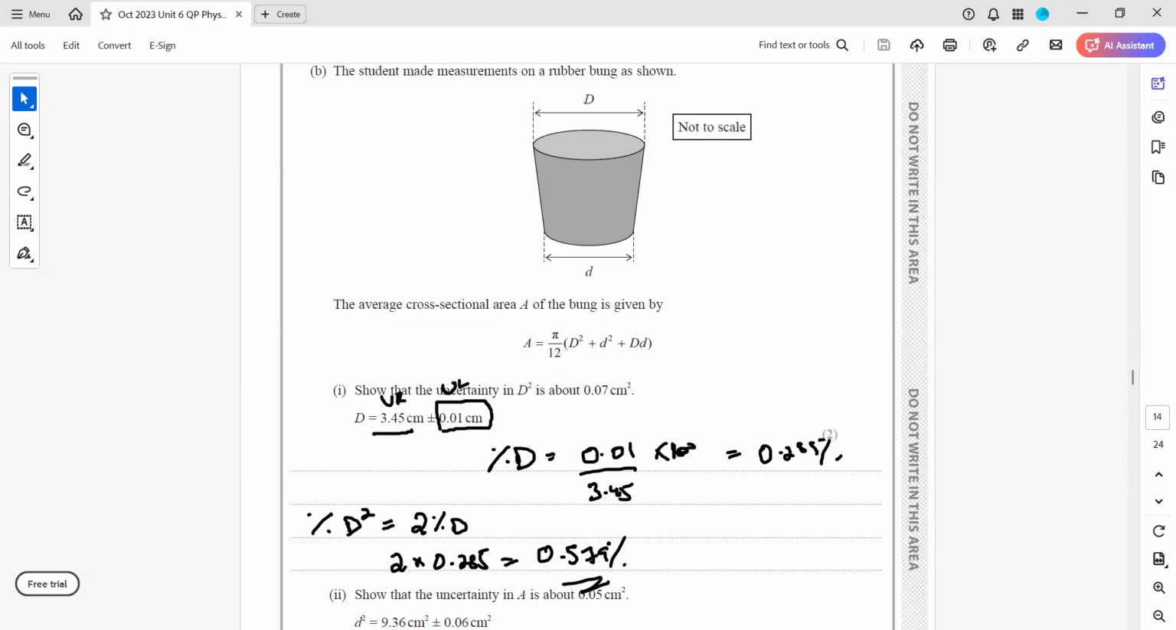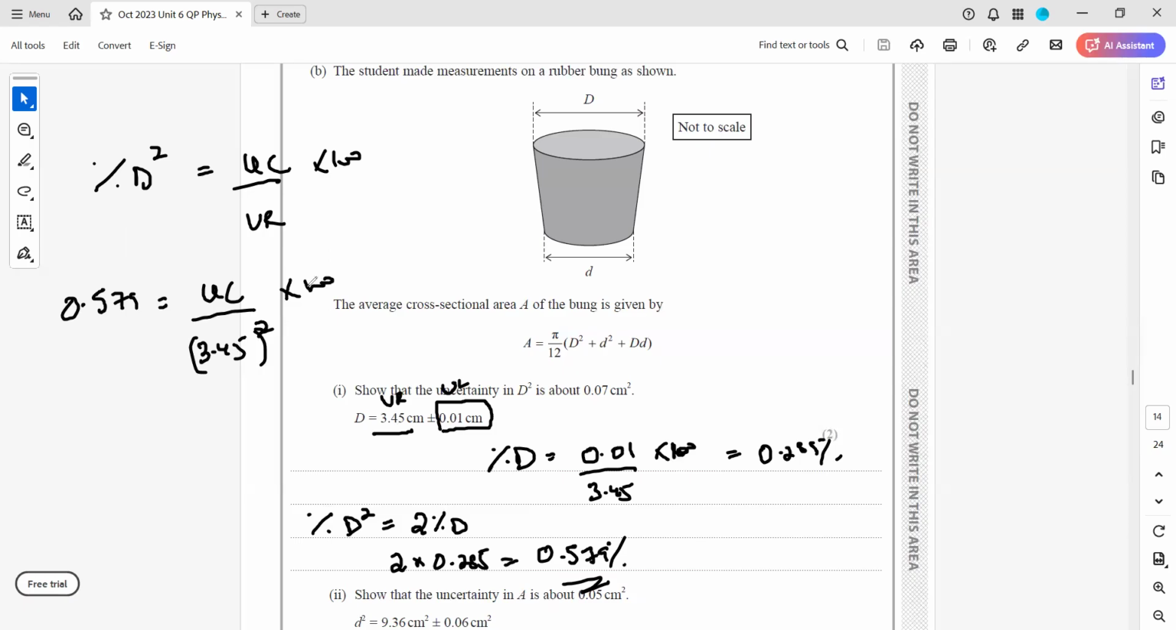Okay. Now we have to show the uncertainty in D square. We have the formula that the percentage uncertainty in D square will be the uncertainty in D divided by the value recorded into 100. So the percentage uncertainty in D square is 0.579. The uncertainty in D we don't know. What about the value recorded? If D is 3.45, then this will be 3.45 square, because that will be D square, into 100. Now simplify. So 0.579 times 3.45 square divided by 100. That will give us the uncertainty.